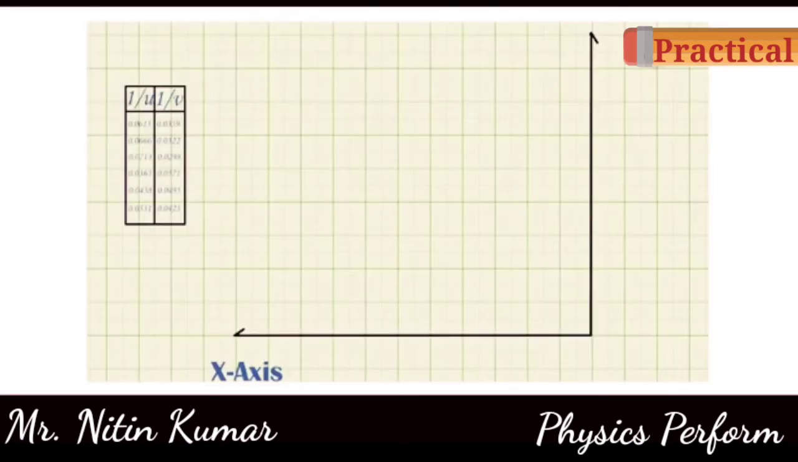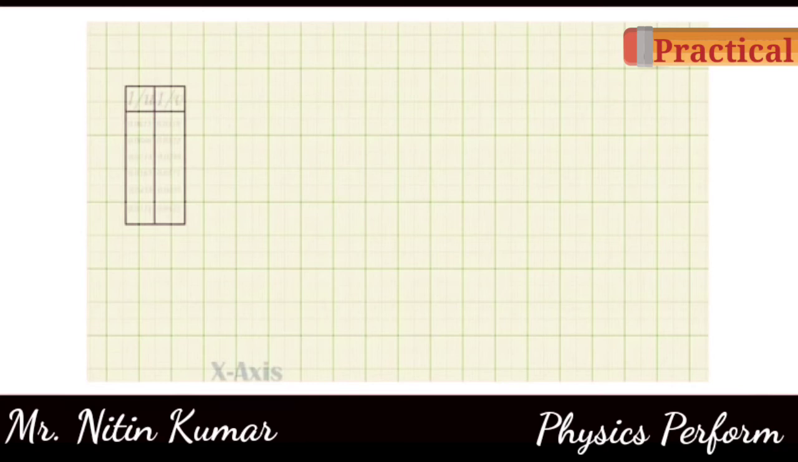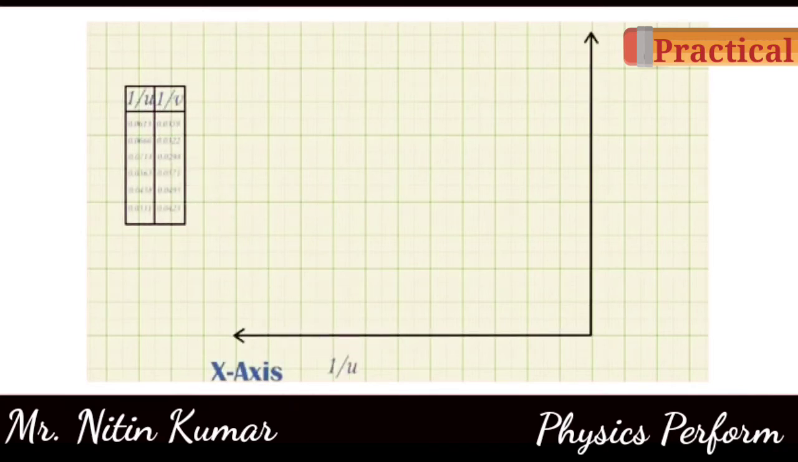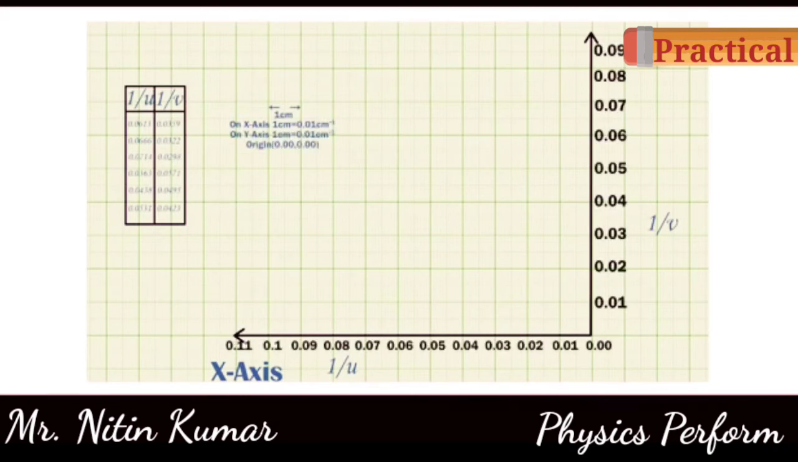1 by U, 1 by V graph, convex lens. Using the values of 1 by U and 1 by V, we plot a graph by taking 1 by U values on x-axis and 1 by V values on y-axis. We select a suitable scale. On x-axis, 1 centimeter is equal to 0.01 per centimeter. On y-axis, 1 centimeter is equal to 0.01 per centimeter. Origin is equal to 0.00, 0.00.